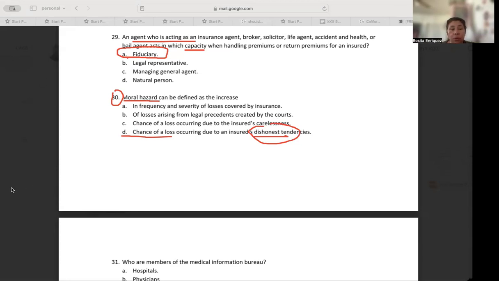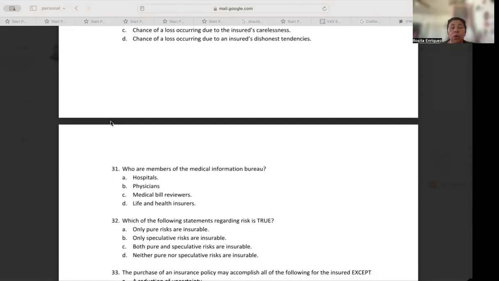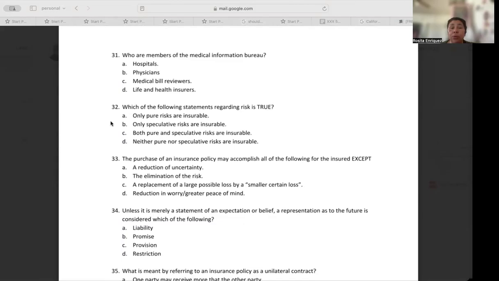Now we go to number 31. And the question is, who are members of the Medical Information Bureau? And the answer is life and health insurers. All right. That is our answer. Number 32, which of the following statements regarding risk is true? And the answer is A. Only pure risks are insurable.